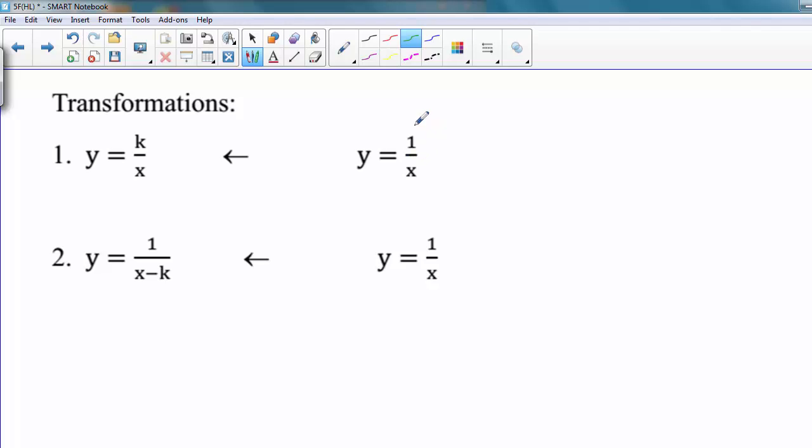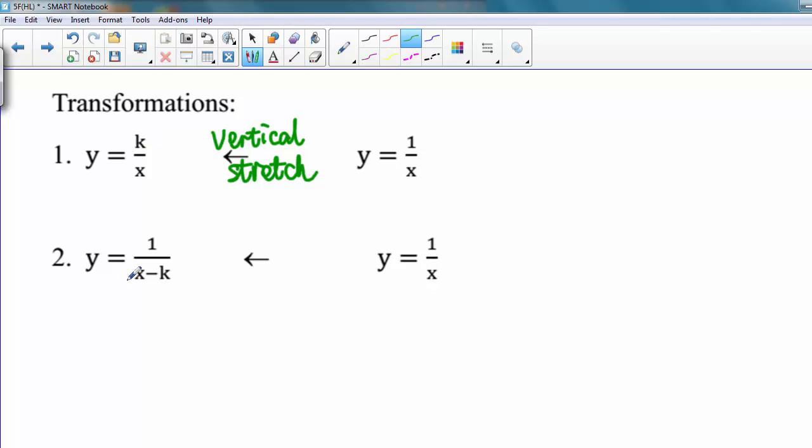Transformations. From this most basic rational function, y equals 1 over x, if I multiply 1 by k, we know this will involve a vertical stretch from y equals 1 over x. If k is larger than 1, it's a vertical expansion. If k is between 0 and 1, it's a vertical compression. If k is negative, you do a reflection over the x-axis.